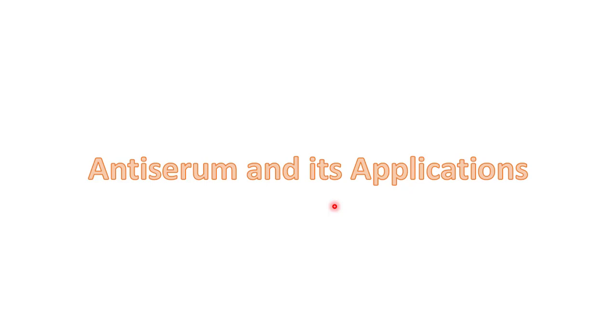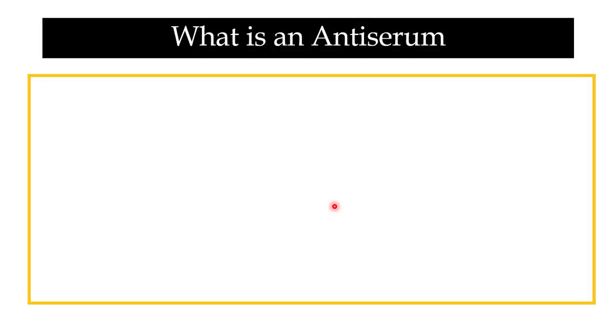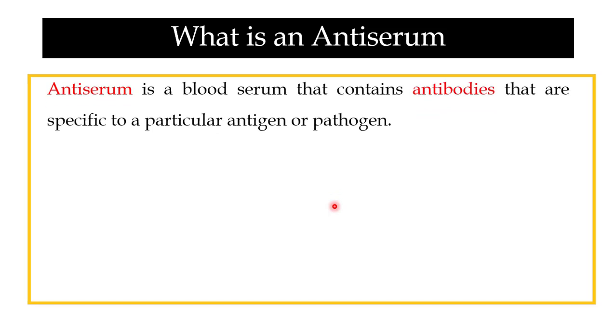Now, in this particular video, I want to focus on the anti-serum and some of its applications. The first thing is, what is an anti-serum? If you define it, an anti-serum is a blood serum that contains antibodies that are specific to a particular antigen or pathogen.